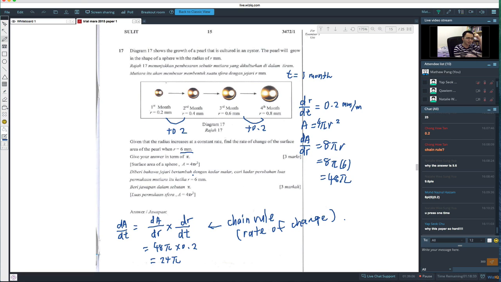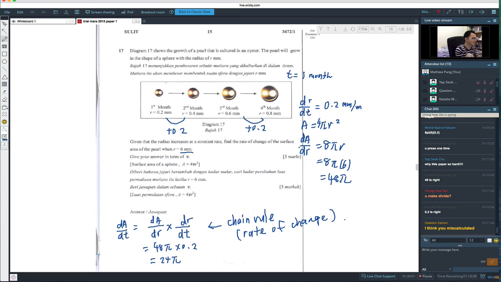I got it. 6 multiply 8 multiply 0.2. What's wrong? 6 multiply 8 multiply 0.2 is 9.6. Eh? Which part did I get wrong? 48 multiply 0.2. Yeah, my answer is correct.